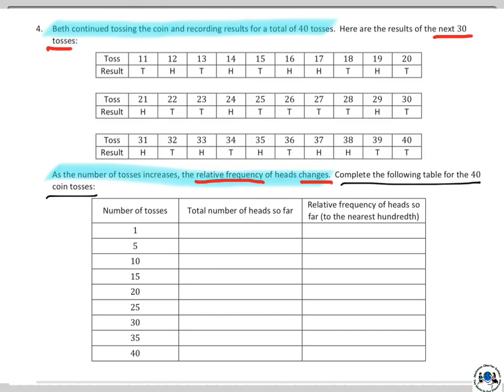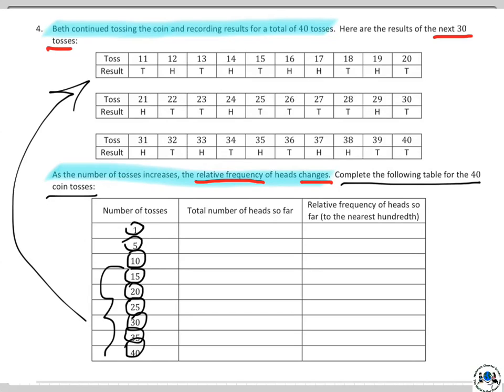And you can see what they have done here is they just want certain benchmark points, okay? You have 1 toss, 5 tosses, 10 tosses, and those are from the prior table. And then all of these here can be found above: 15, 20, 25, 30, 35, 40. So for example, if you want 15, after 15 tosses you need to count up how many heads there were at that point. So you have to count and just continue. It's not too complicated. I think you can figure it out.